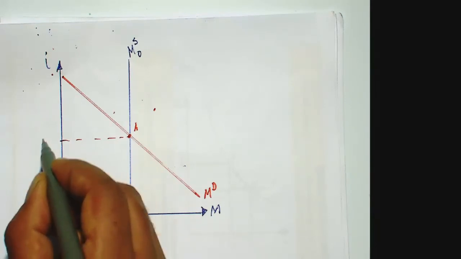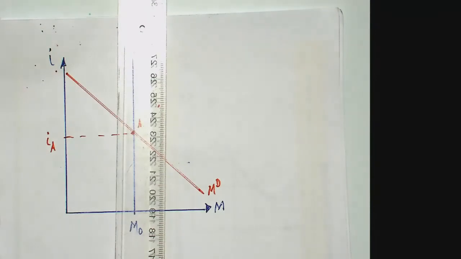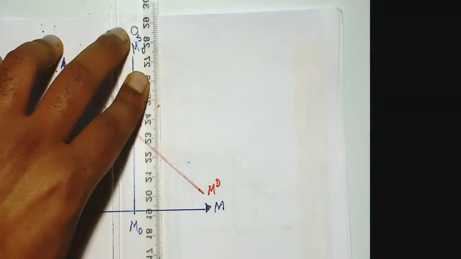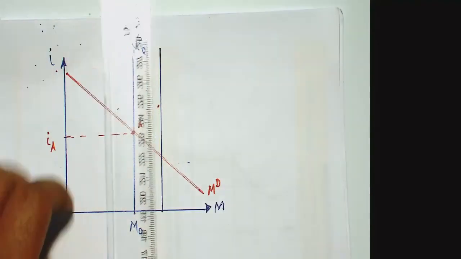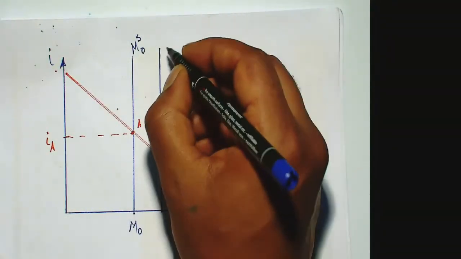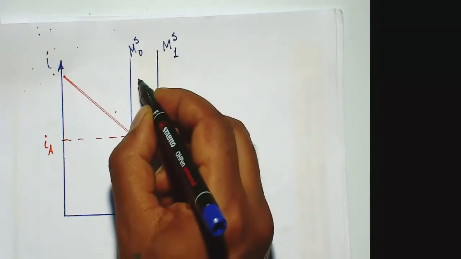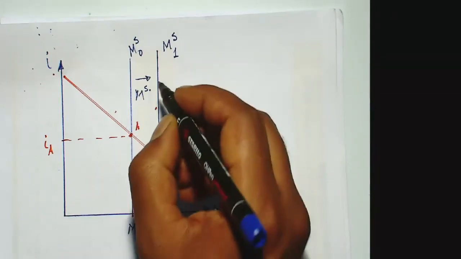So at this point we have an equilibrium between money supply and money demand. So we have an equilibrium interest rate of IA. So what happens at this point is that money supply increased. So this is again to say there is an expansionary monetary policy where money supply is increasing. So the central bank undertook an expansionary monetary policy where it shifted money supply from MS0 to MS1, and this is caused by the increase in money supply.